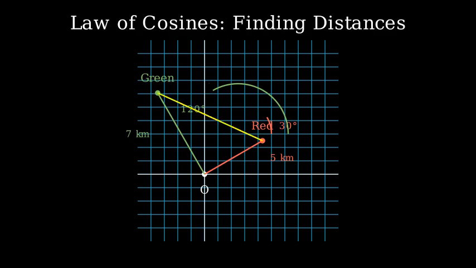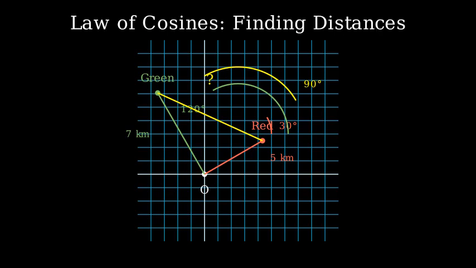We can form a triangle between these 3 points. We know two sides of this triangle. The distance from origin to red is 5 kilometers, and the distance from origin to green is 7 kilometers. We also know the angle between these sides is 90 degrees, which is the difference between 120 and 30 degrees.